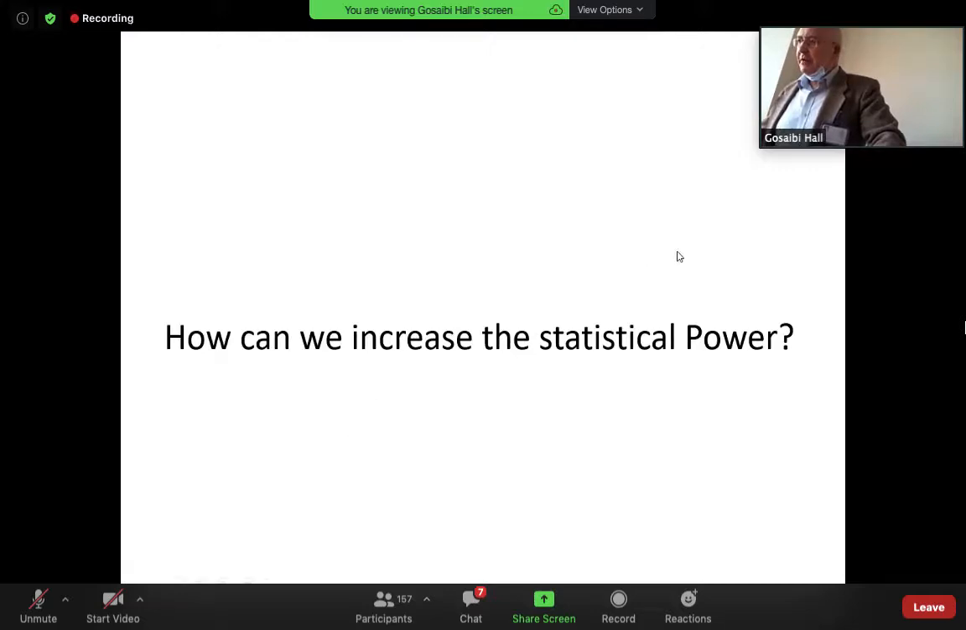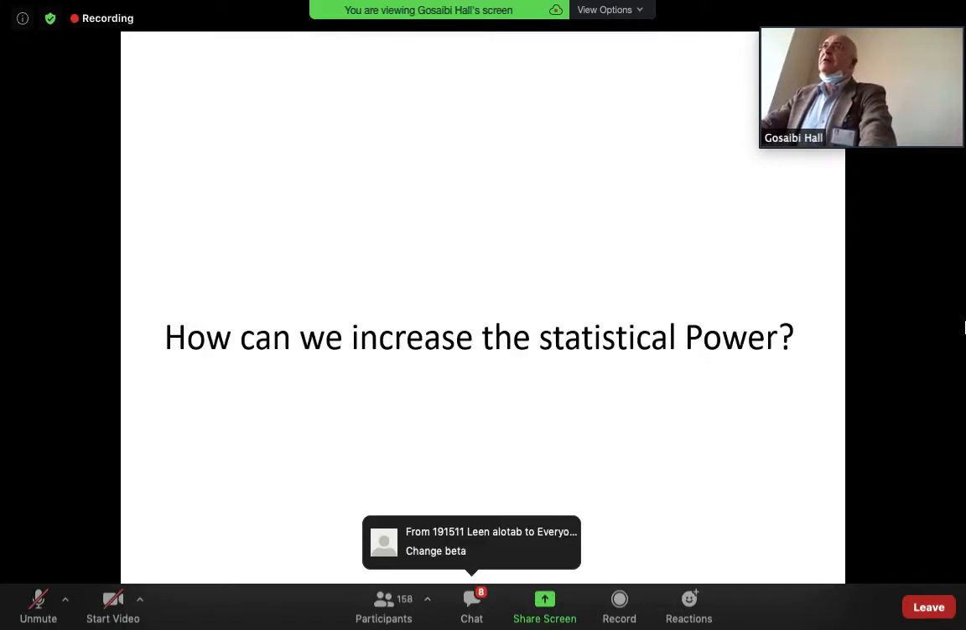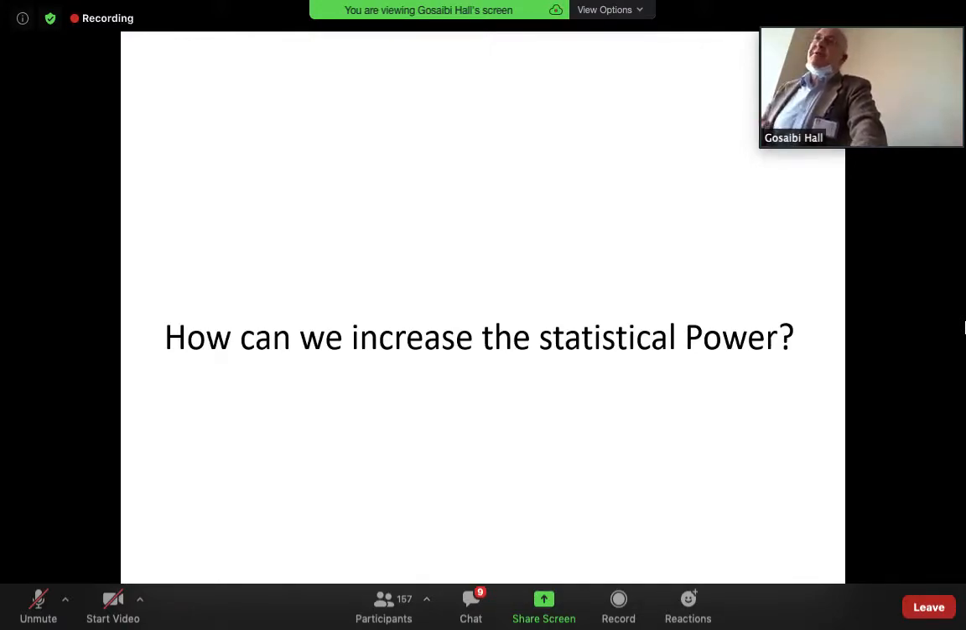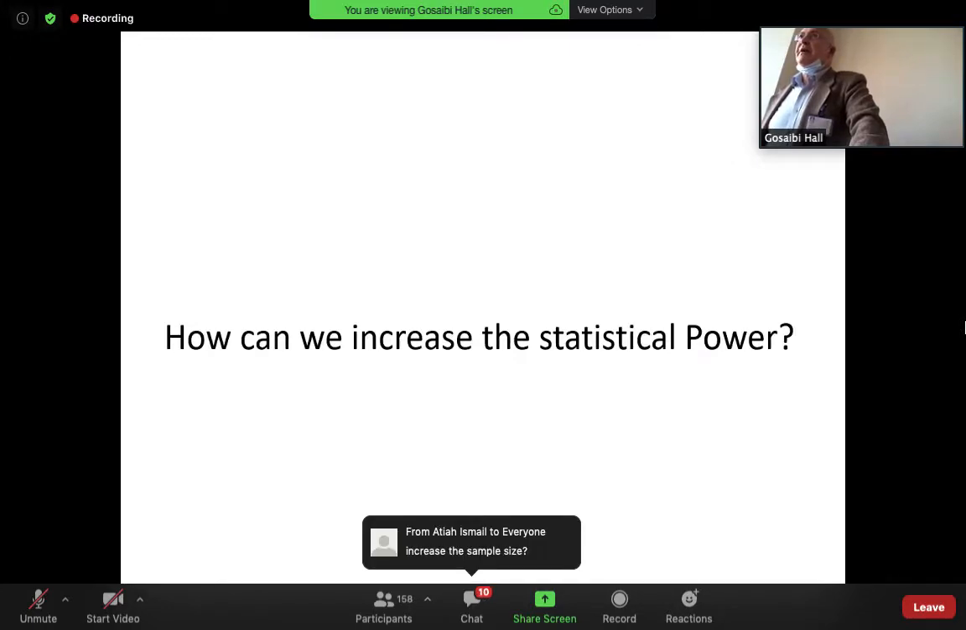Any suggestions here? Decrease beta. How would we decrease beta? You can't just say, I want beta to be smaller. You can do that with alpha. You can have alpha whatever you want: 1%, 5%, 10%, whatever. But you can't actually do that with beta in the same way. You're not specifying beta unless you're doing a calculation of sample size.